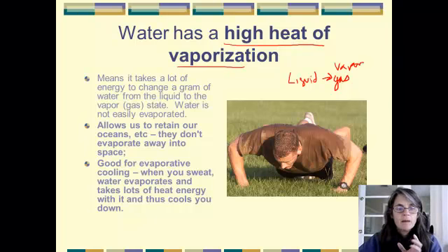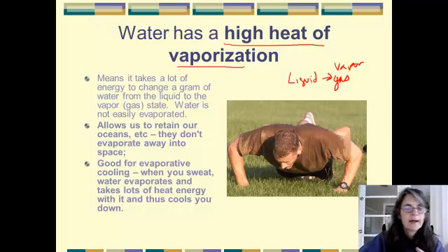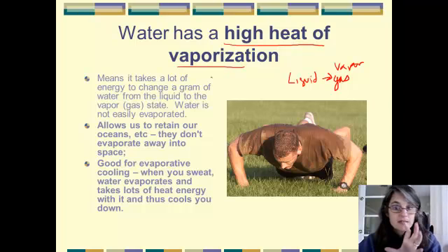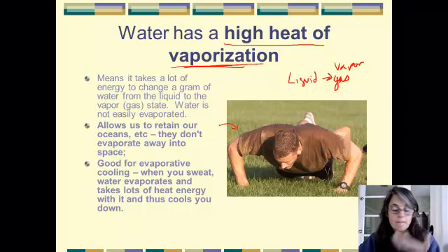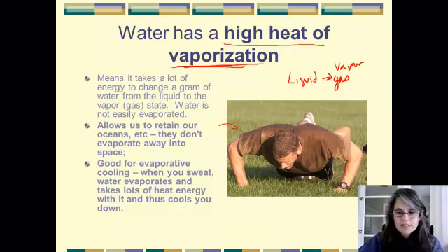Now, why am I showing you a picture of some sweaty dude doing push-ups? Okay, because one of the things that this property of water, having a high heat of vaporization, does for us is it allows us to rely on evaporative cooling to cool our bodies. This guy is sweating. His body is trying to cool him off as he's exerting himself. Well, how is that happening?